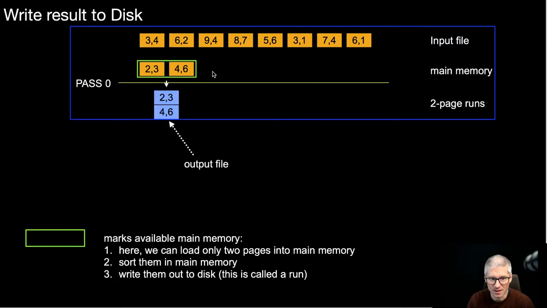That happens here. So now I have a run, and I changed the colors here, but it's still 2 pages, read from top to bottom, saying the first page has numbers 2, 2, and 3, and the next page has numbers 4, 6. That is an output file I created, and that's also called a run. Run meaning there's some ascending or descending sequence of numbers in that run. So I have an ascending sequence of numbers in this particular run.